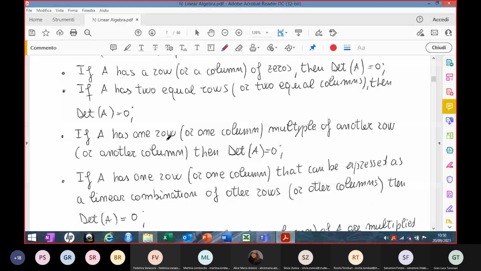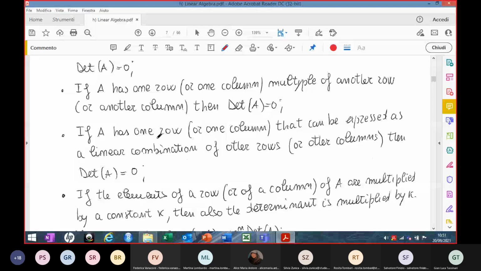If A has 1 row or 1 column that can be expressed as a linear combination of other rows, or other columns, then the determinant is equal to 0. Linear combination means, for example, guys, suppose that the third row is equal to the first row plus the second. In this case, the third row is a linear combination of the first 2 with coefficients 1 and 1.